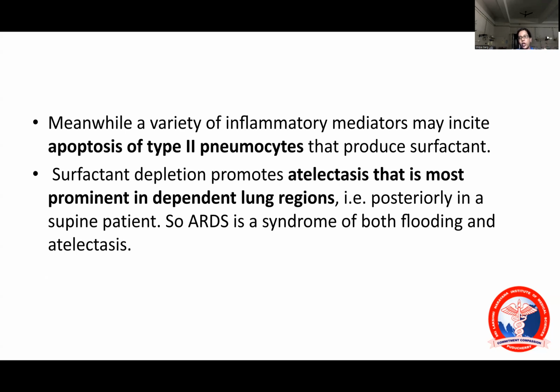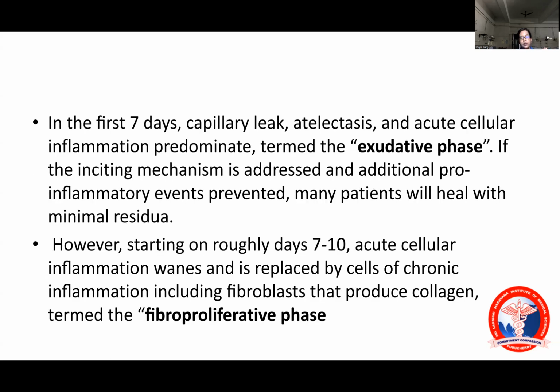That's why we have something called proning position. So we will discuss about it later. The most commonly involved part is the posterior part in a supine patient. So we already saw it is an acute respiratory distress syndrome. So let's classify it based on the period of onset.